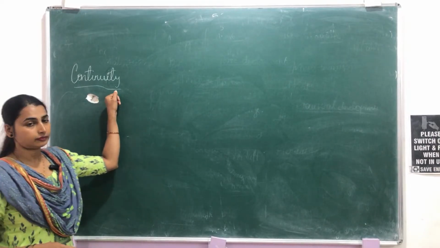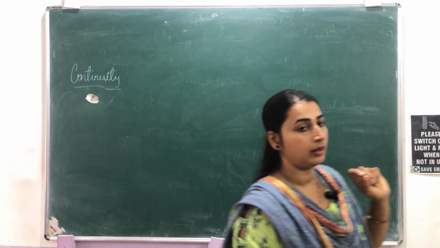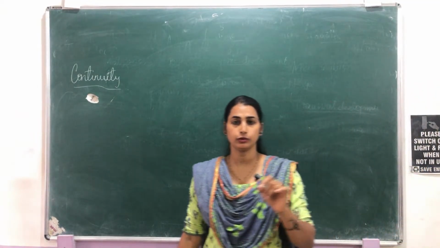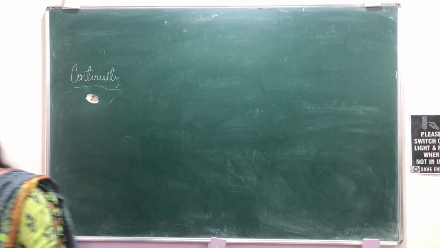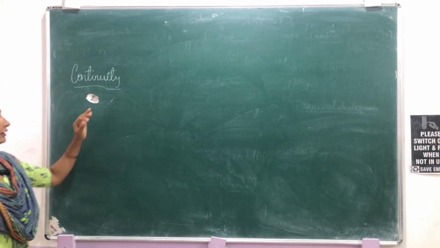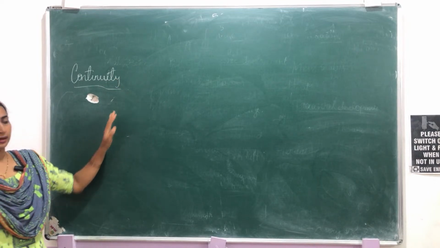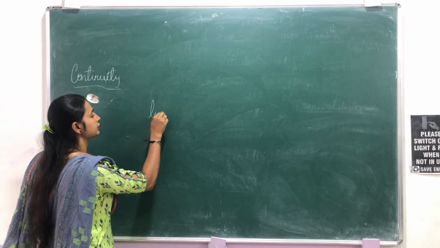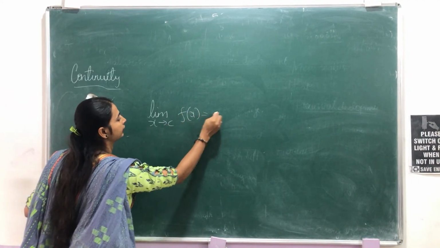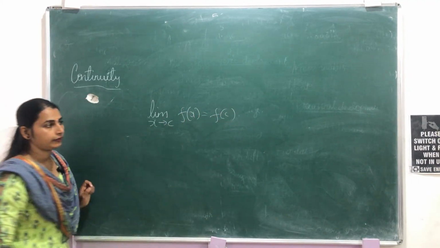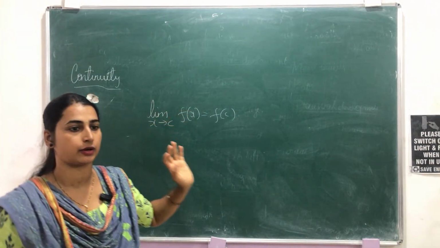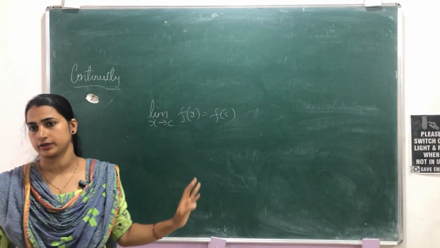Now, as I told in last class, the function is said to be continuous if we are able to draw a graph without lifting a pen. That's the one definition. Another definition says that a function is said to be continuous if limit x tends to c f of x equal to f of c. If this condition is satisfied by any function, then such function is called as continuous function.